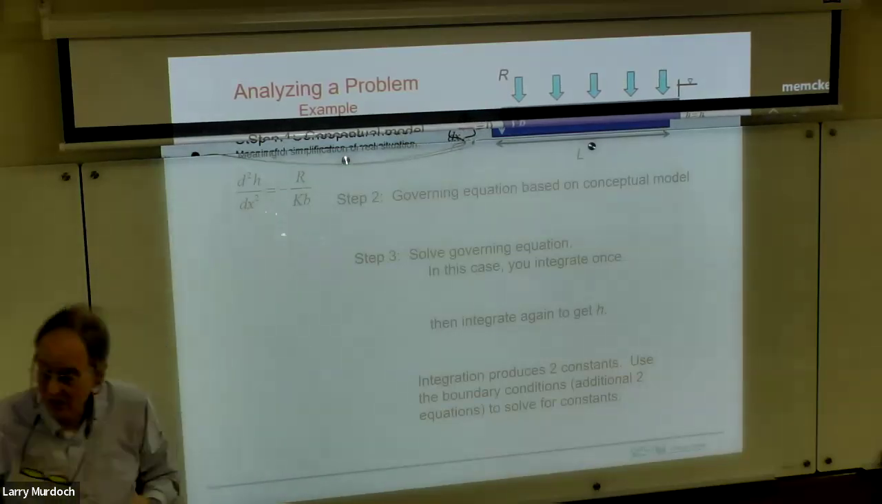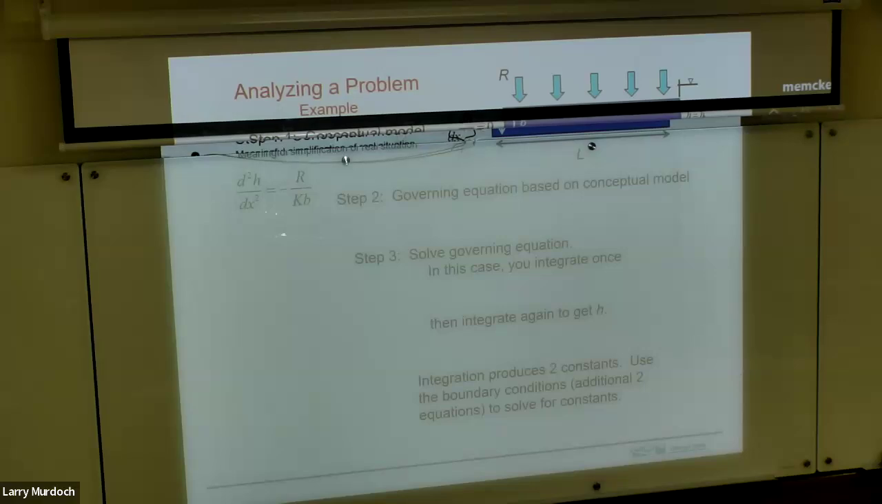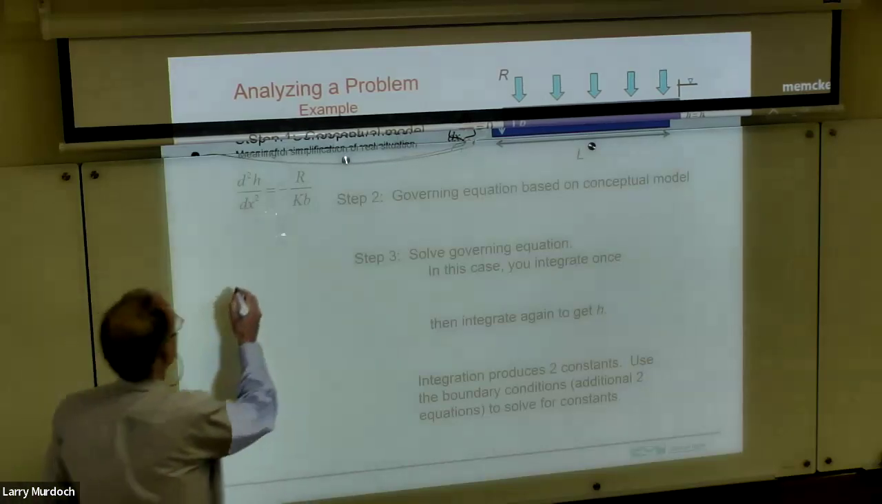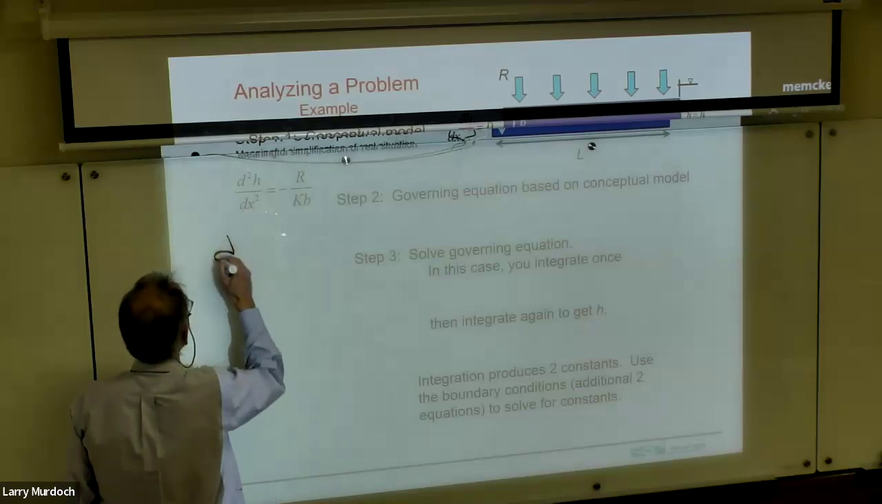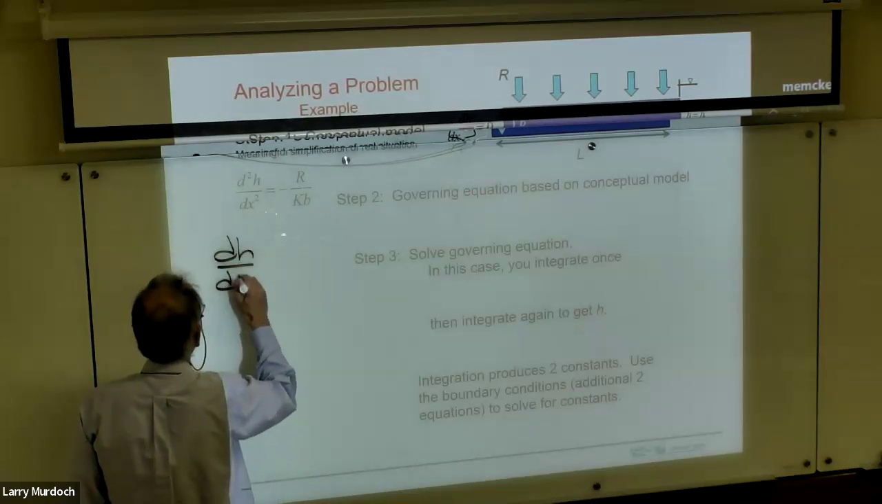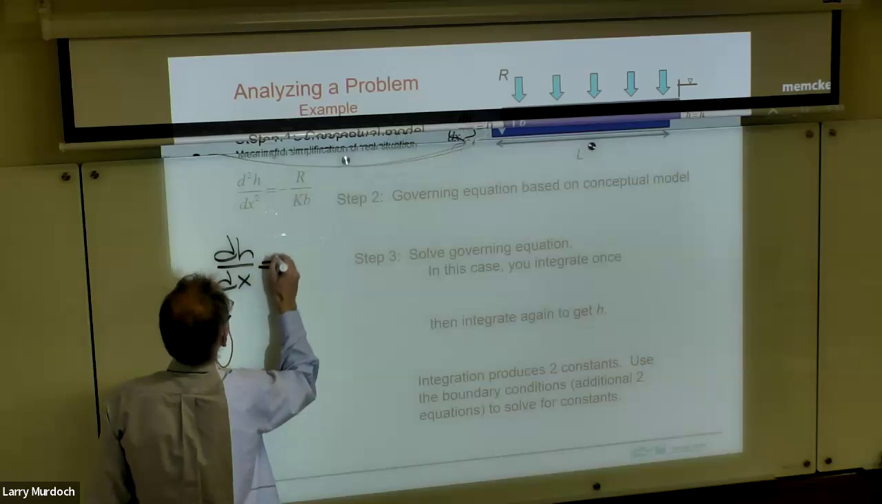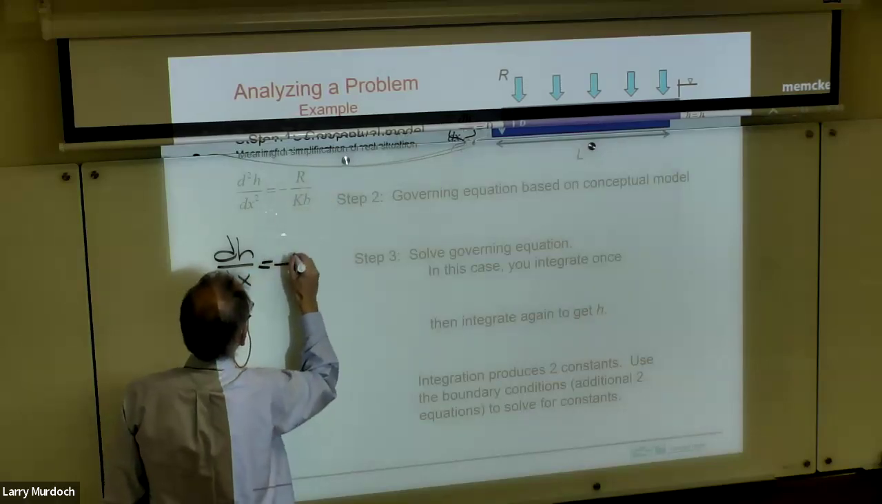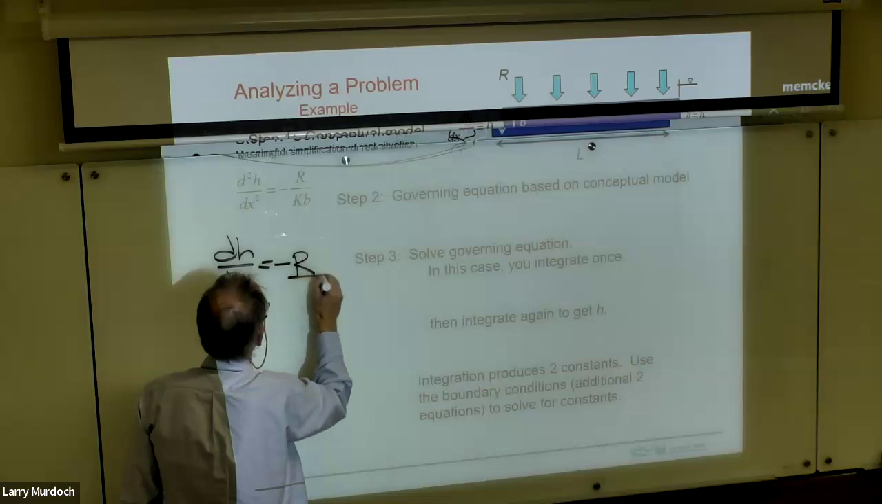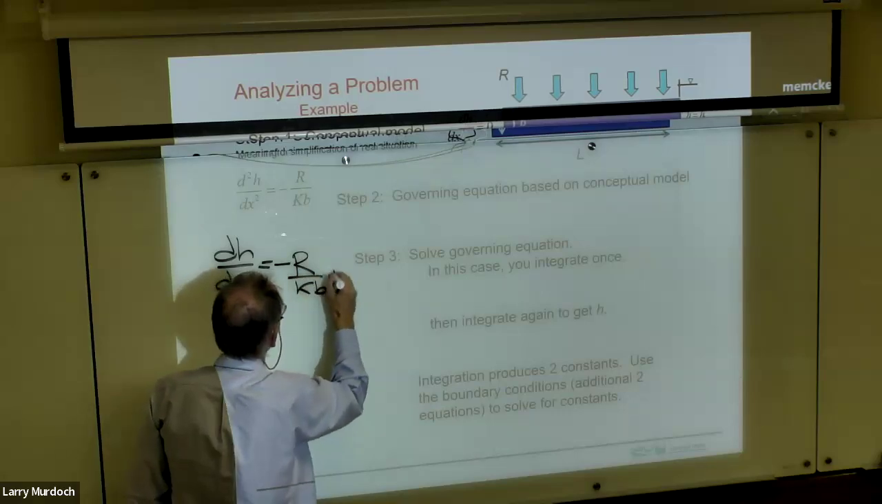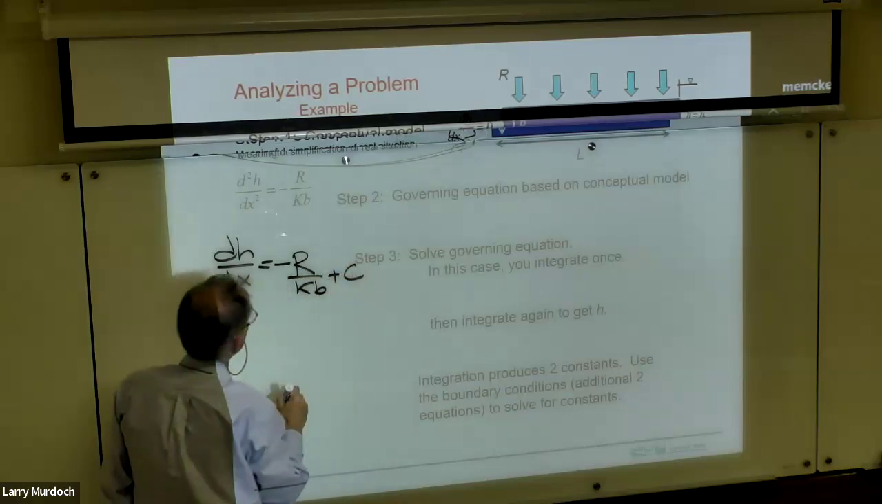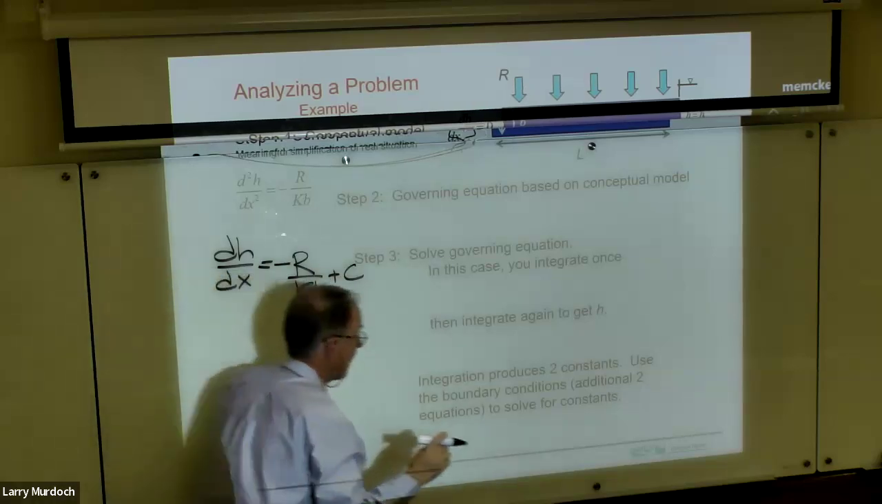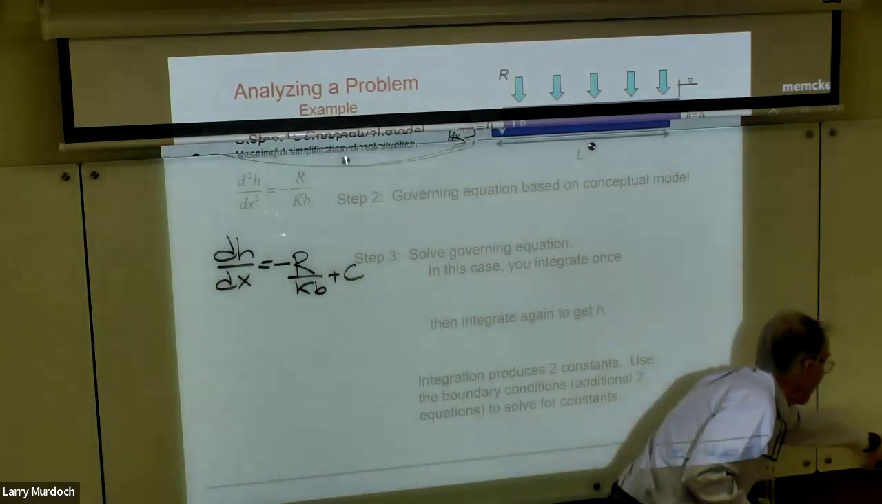This is a differential equation, and we solve it. In this case, we can solve it in a simple way just by integrating. So we integrate both sides. We integrate the left side, we get the first derivative, and if we integrate that, it's just a constant. So we get that plus a constant. Well, sorry, we get an x in there.